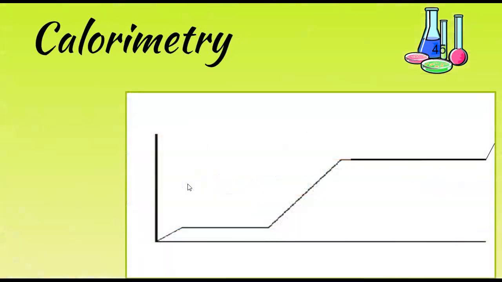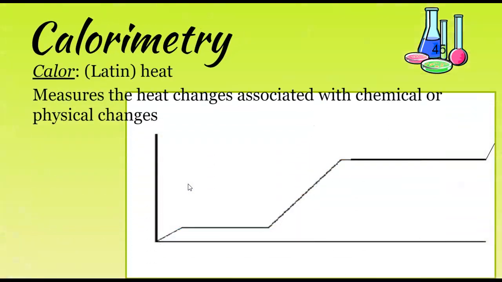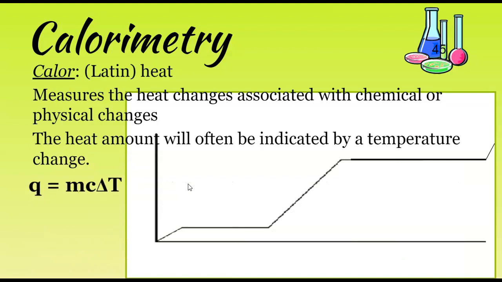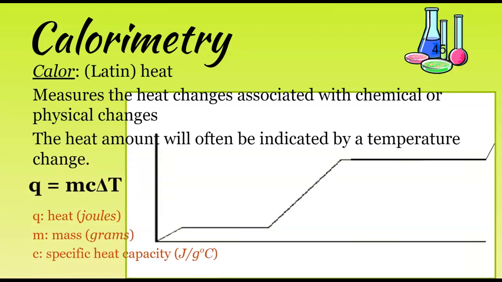Okay? So now we have this thing called calorimetry. Calor in Latin means heat. The measure of heat changes associated with chemical or physical change. The heat amount will often be indicated by a temperature change. This is where you get this formula, Q, where Q equals heat, in joules.